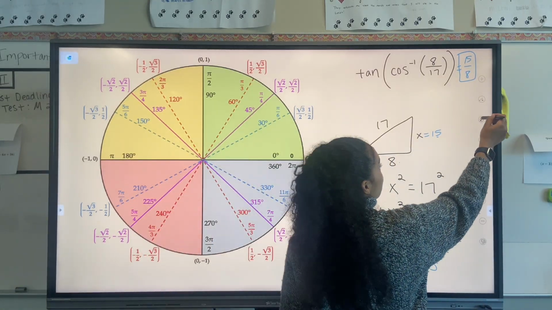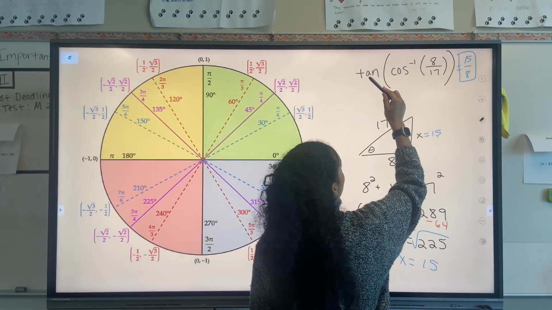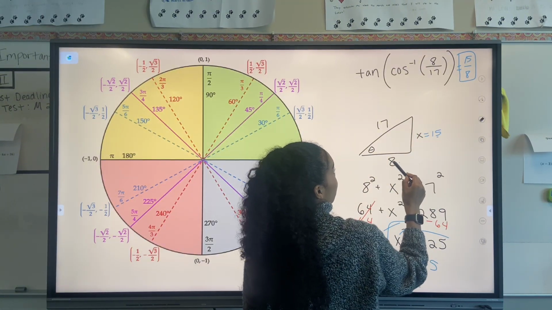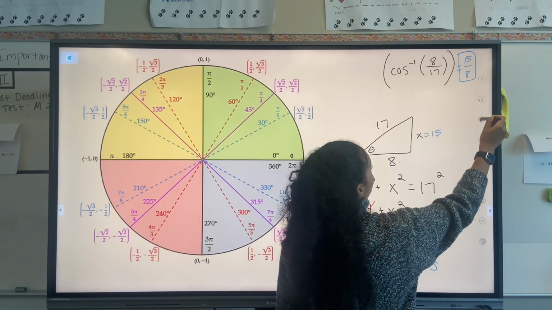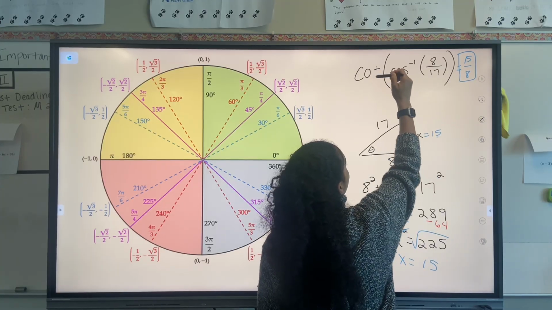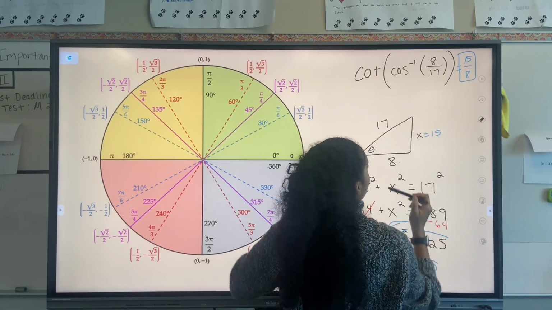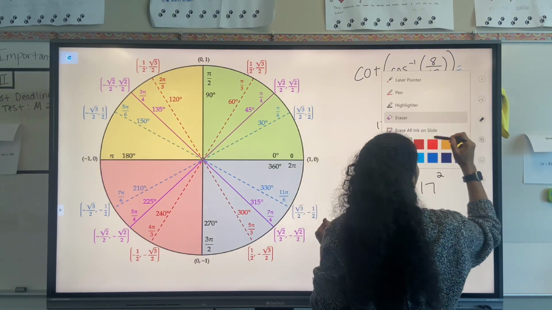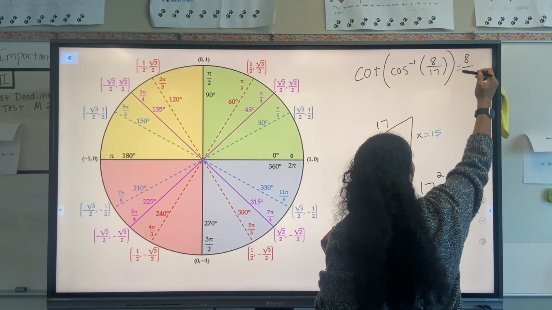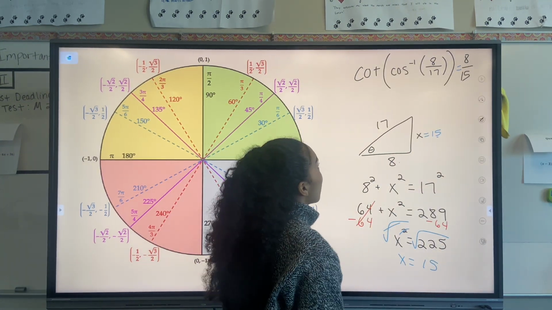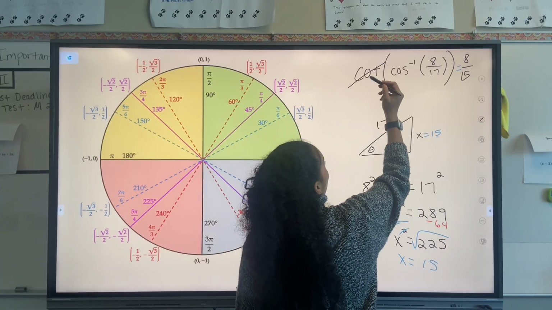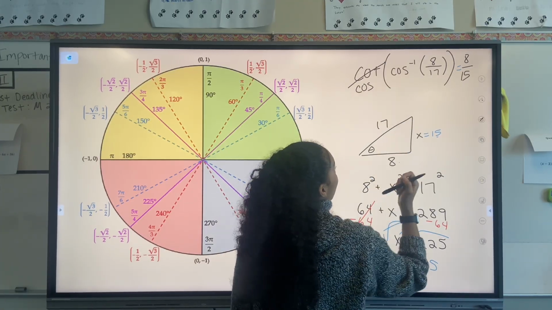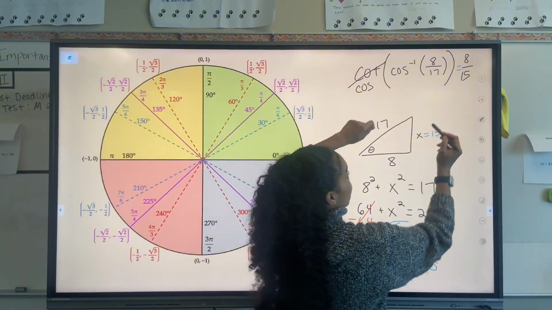Now suppose they didn't ask for tangent, which is opposite over the hypotenuse. Let's say they asked for cotangent. Well, cotangent, you just flip it. So if it was cotangent, your answer would be 8 over 15. And let's say that they asked for cosine. Again, that means your answer would be 8 over 17.